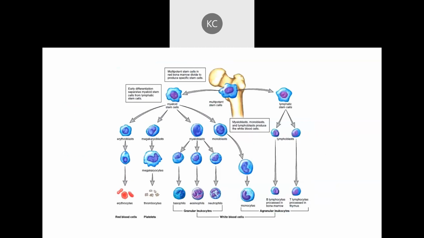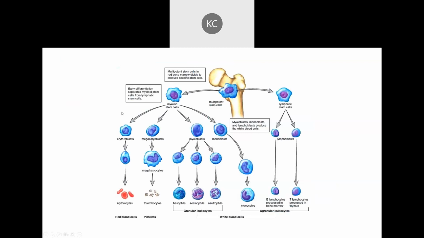All right, so in order to get the cells that we're going to be using when we talk about our bones and the red bone marrow, we have to get them from what's called a multipotent stem cell. Sometimes this is called a hemocytoblast. This multipotent stem cell is a stem cell that can differentiate into any other type of blood cell. That means red blood cells, white blood cells, and platelets.